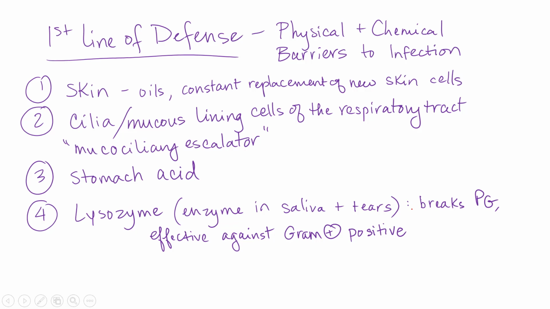Okay, so those are the main ones. Let's see what else. Other types of hairs, like nose hair, would also be an anatomical or physical barrier that we have to infection. But any type of mucus layers as well. So here, let's detail out the second line of defense. First and second line of defense, recall, are part of nonspecific immunity.